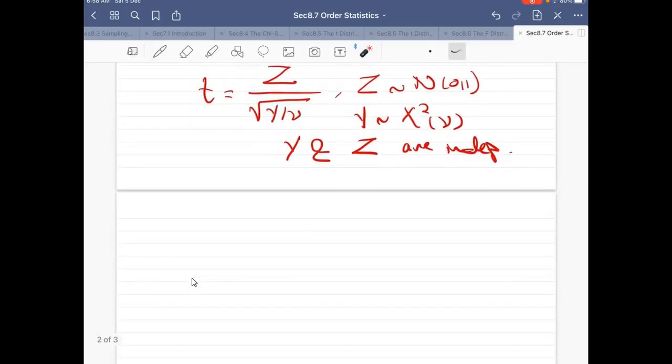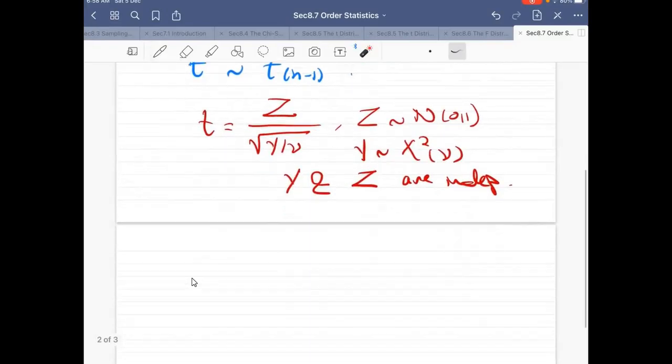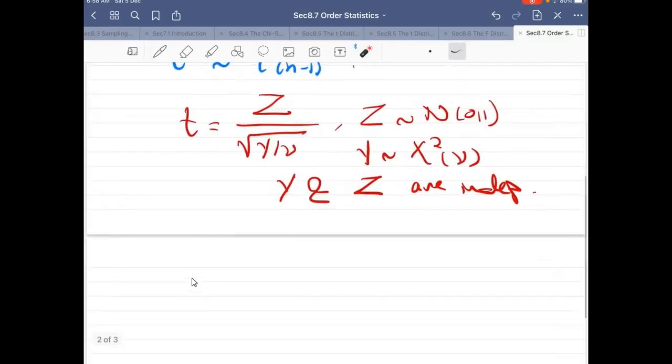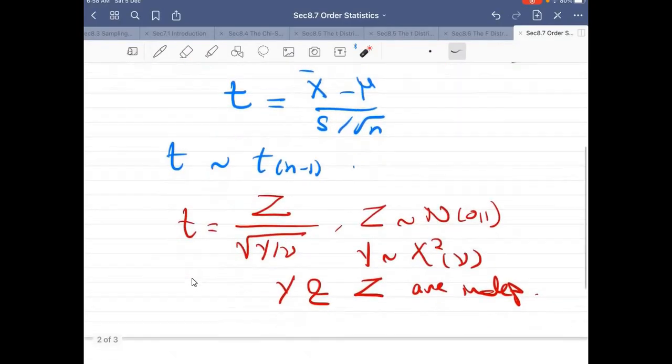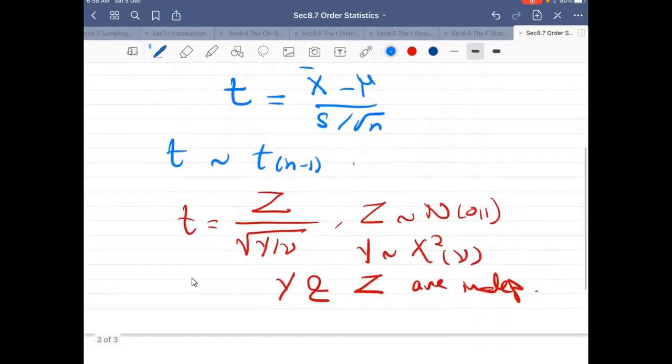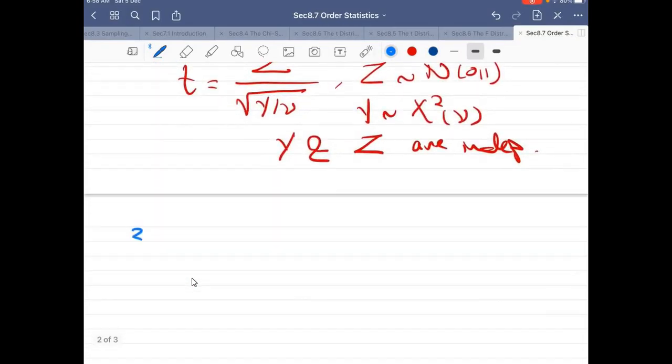Now another theorem that we use in case of normal population is to compare the variance ratio. Another one useful for normal population is the one for the variance ratio, number 3, the variance ratio.